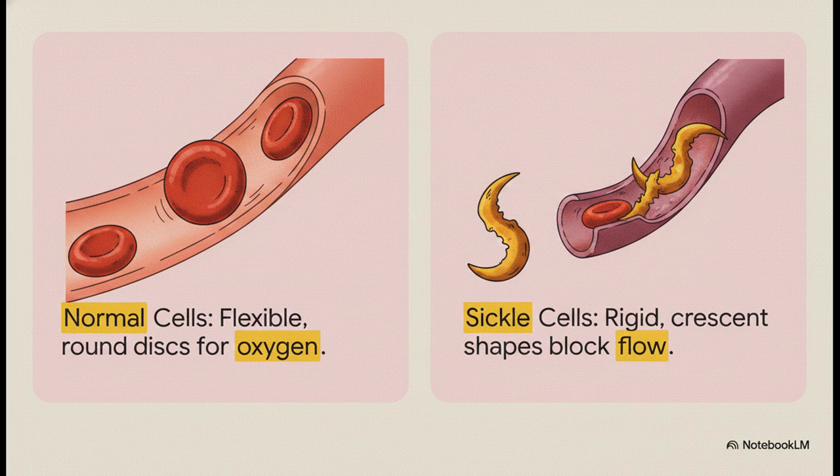Well, let's contrast these two states. On one side, we have our normal, healthy cells: flexible, round discs designed perfectly for carrying oxygen. On the other, we have sickle cells: rigid, crescent-shaped cells. And this simple microscopic transformation is literally the root cause of severe pain episodes, chronic anemia, and widespread organ damage.